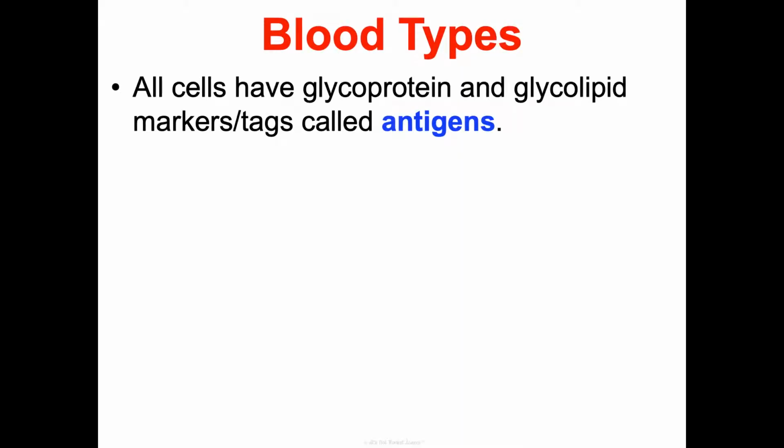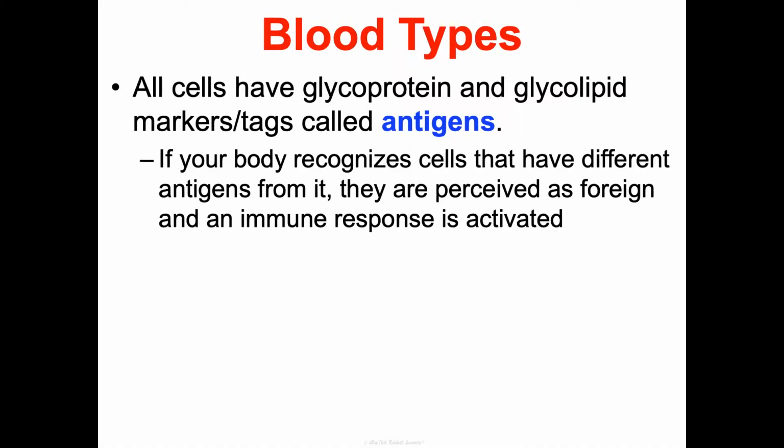Now, I'd be remiss if I talked about blood and didn't go through the blood types. This should be something familiar to you from Biology 1. So all of your cells have glycoprotein and glycolipid markers and tags. Remember, if glyco is the prefix in a word, it just means a carbohydrate. So glycoproteins are proteins with carbs attached to them. Glycolipids are lipids with carbs attached to them, and they're basically used for signaling. And we call these markers or tags specifically antigens.